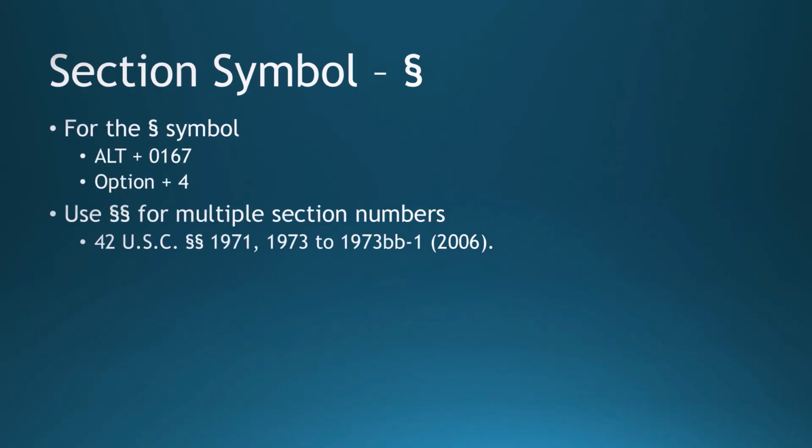Many citations to statutes, codes, rules, and regulations use the section symbol. You can choose to insert a symbol from the menu in Word when you're typing, or for a quick shorthand, hold down the Alt key and type in 0167 on your number pad, then release the Alt key. On a Mac, hold down the Option key and press the number 6. Use two section symbols next to each other for the plural when listing multiple sections.